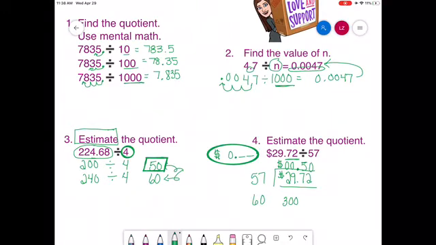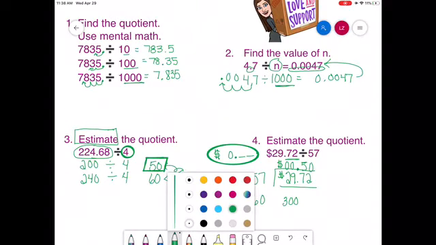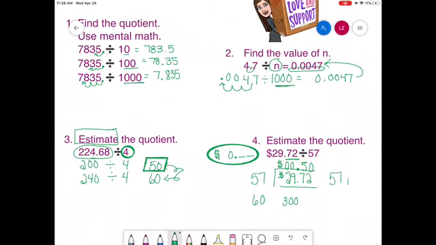Okay? Let's do this same problem, but let's do it using place value estimation. So if we go over here, and we have $29.72, we are going to move our decimal point and our dollar sign up. Okay, so 57 does not go into 2, and it does not go into 29 either, but it does go into 297.